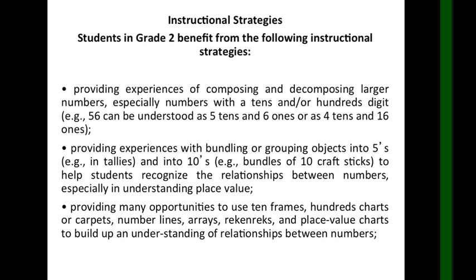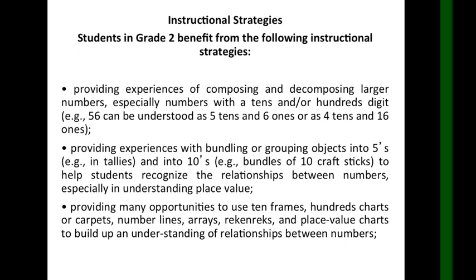Now, what will be the different instructional strategies that we can use in order to teach grade 2 students in terms of relationship? Number 1, providing experiences of composing and decomposing larger numbers, especially numbers with the tens and or 100 digits. Example, 56 can be understood as 5 tens and 6 ones, or 4 tens and 16 ones. Providing experiences with bundling or grouping objects into fives, example, in tallies, and into tens, example, bundles of 10 craft sticks, to help students recognize the relationships between numbers and especially in understanding place value.